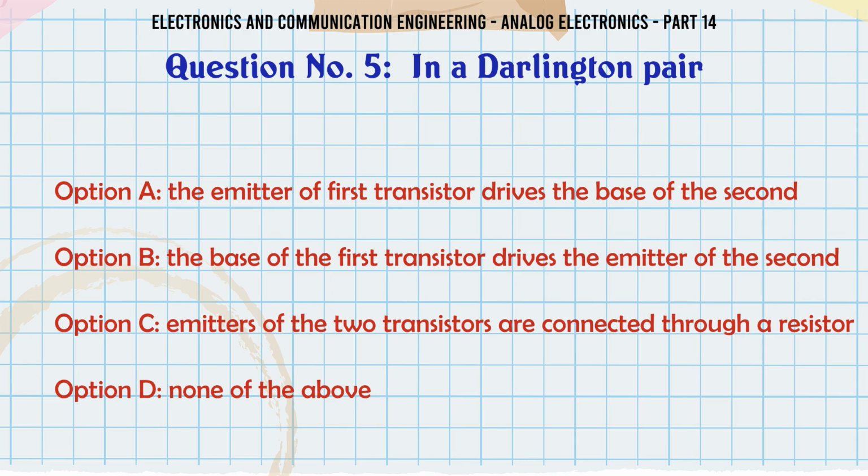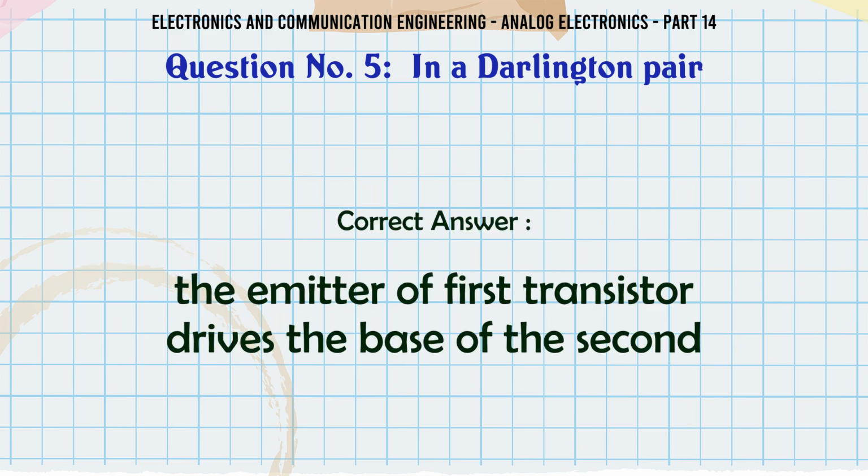In a Darlington pair, A, the emitter of first transistor drives the base of the second. B, the base of the first transistor drives the emitter of the second. C, emitters of the two transistors are connected through a resistor. D, none of the above. The correct answer is the emitter of first transistor drives the base of the second.